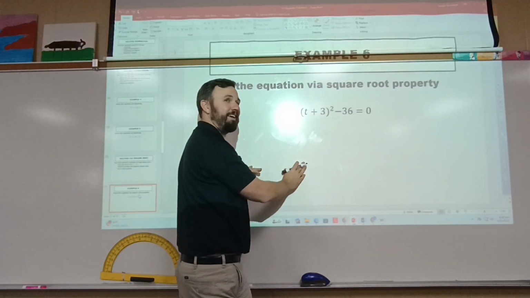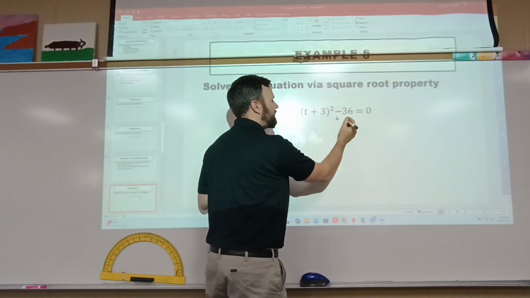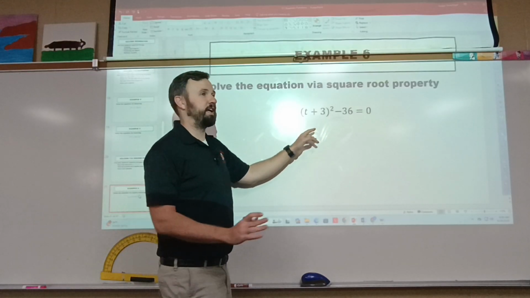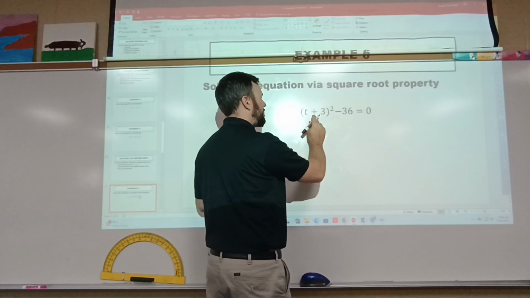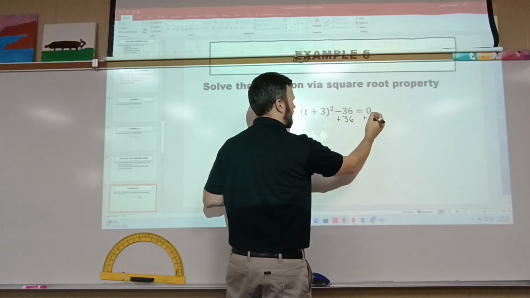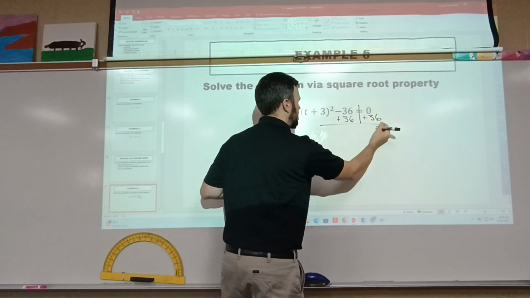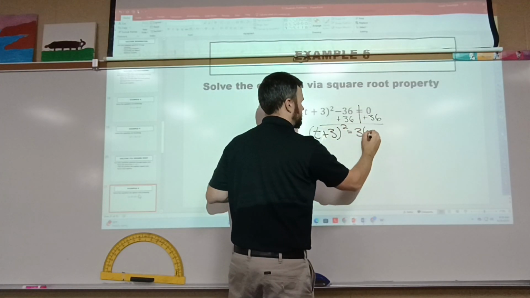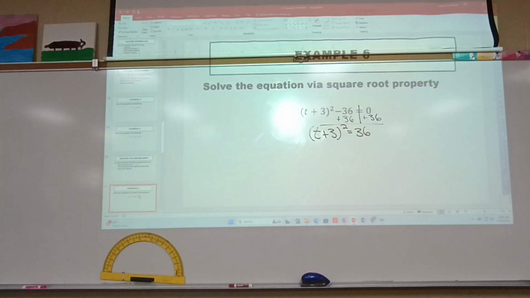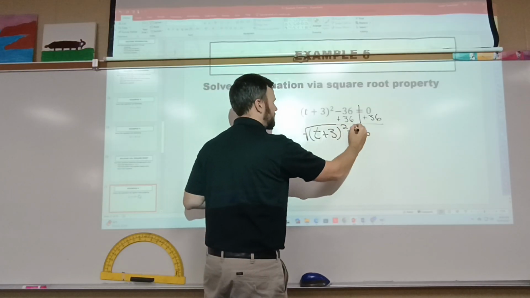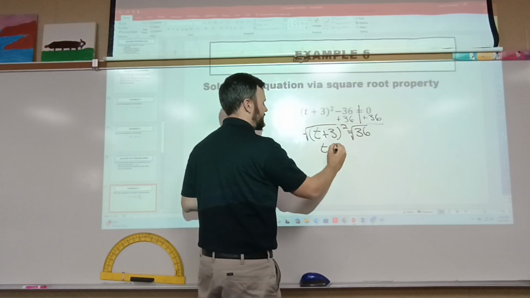And I'm already by myself. Okay. This one's different than the other ones because it's not written in standard form. It's actually written in vertex form. The vertex would be negative 3, negative 36, of course. So this one I'm going to get the square by itself. Now, how do you get rid of a square algebraically? Can I square root it? You bet I can.